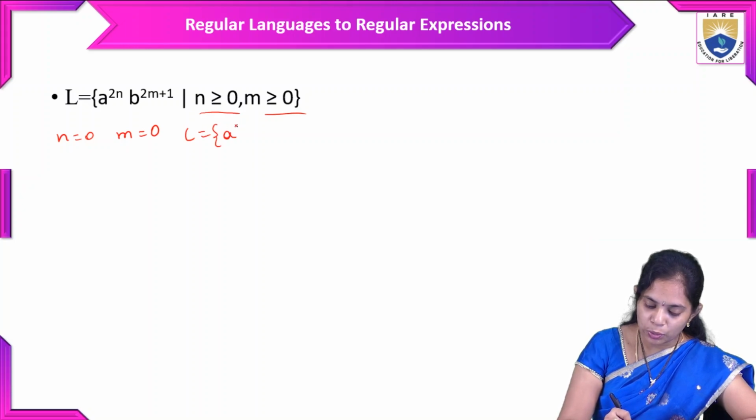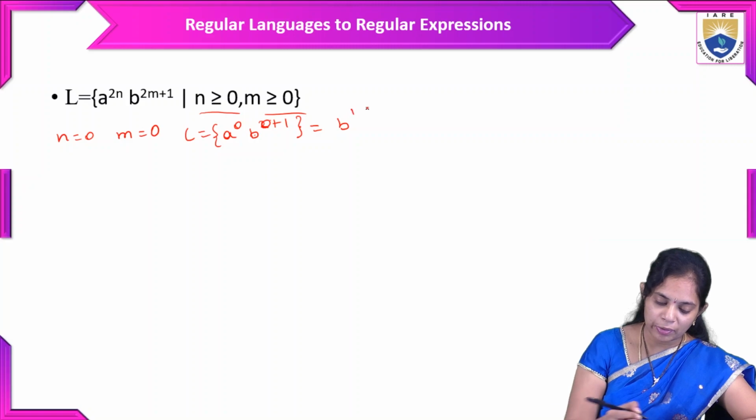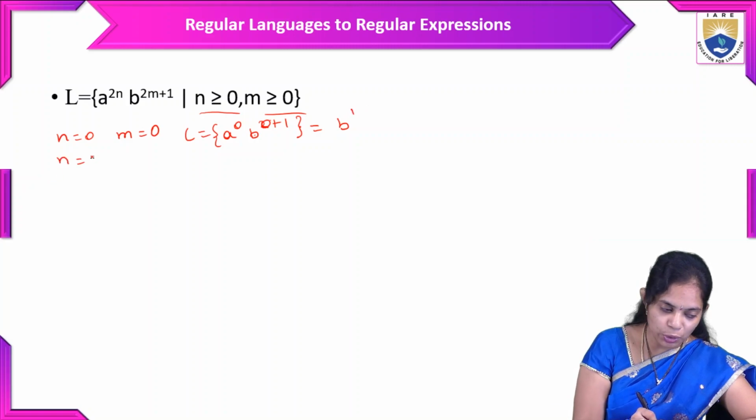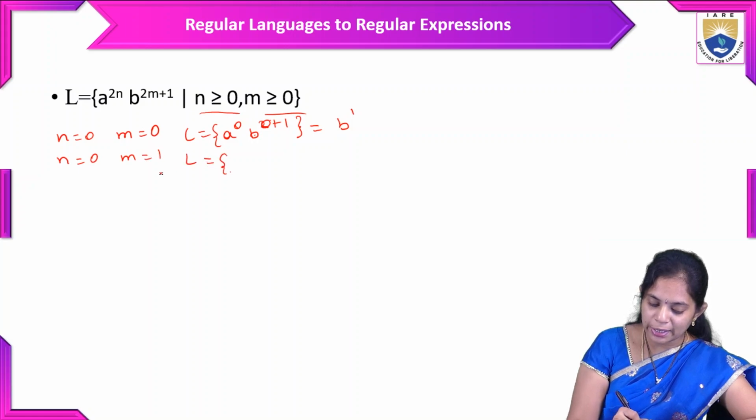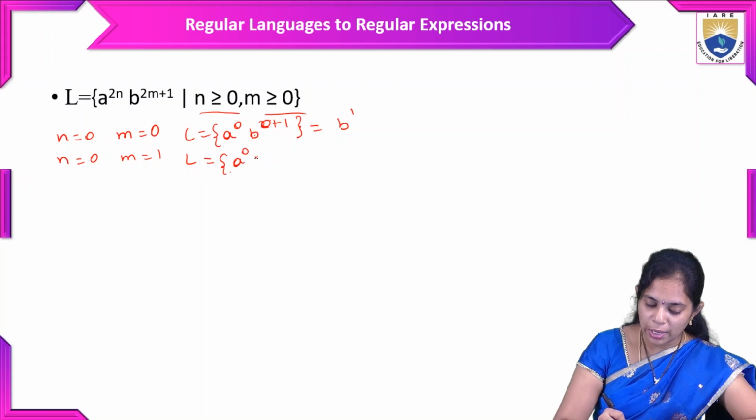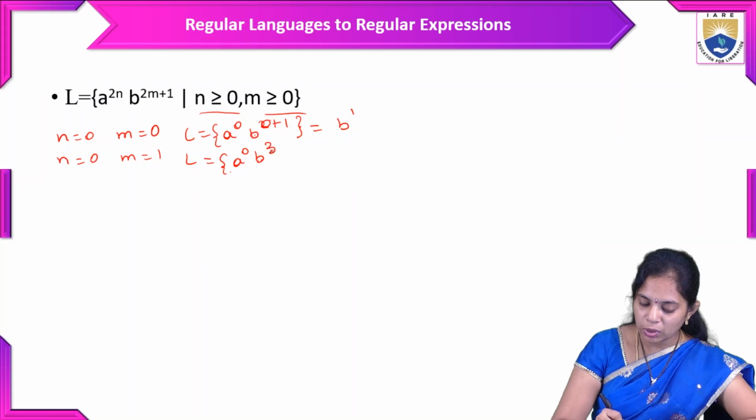is a power 2n. So 2n is nothing but 2 into n, so a power 0, and b power 2m plus 1, that is 2 into 0 plus 1, is equal to b. So only we have b here, which I can write as b power 1. And we will take n equal to 0 and m equal to 1. For this one, we will write a power 0 and b power 3, since m equal to 1 gives 3. So we will write b cubed.